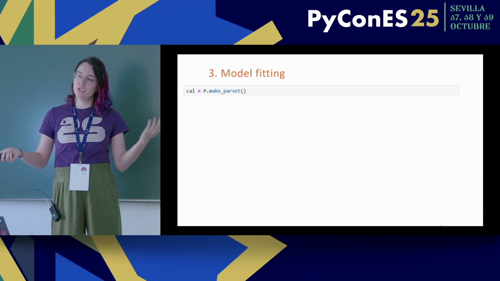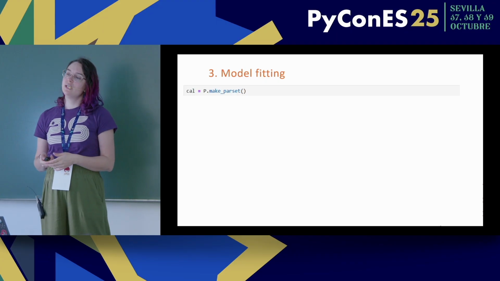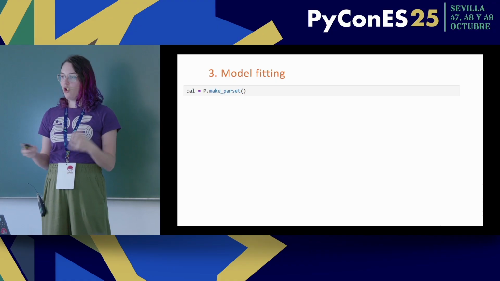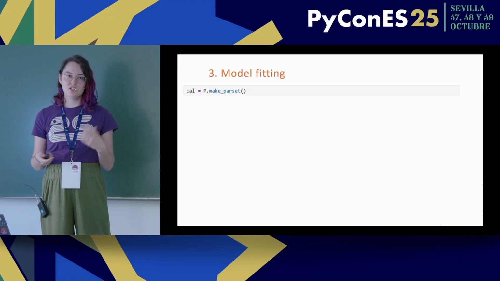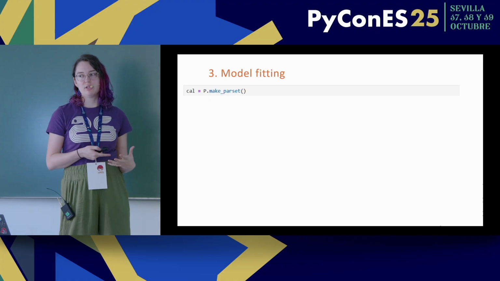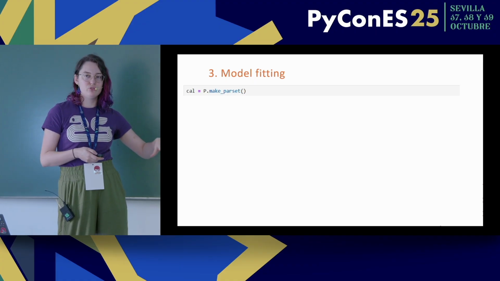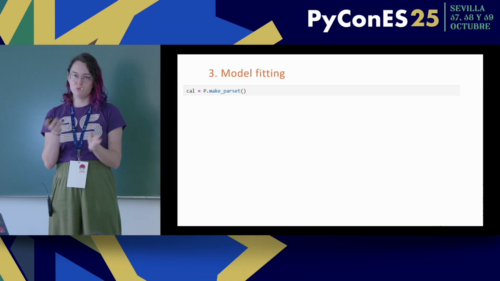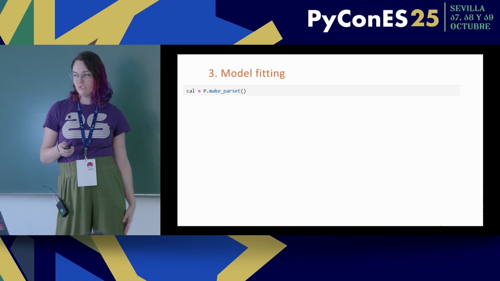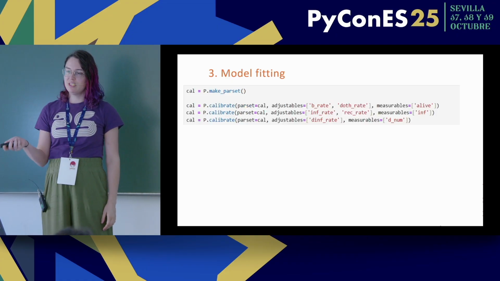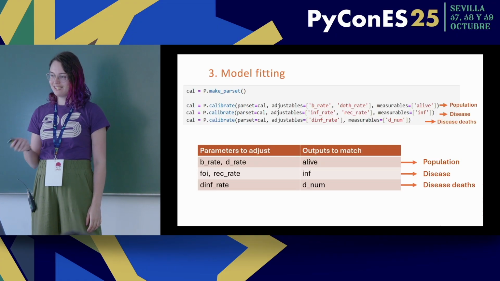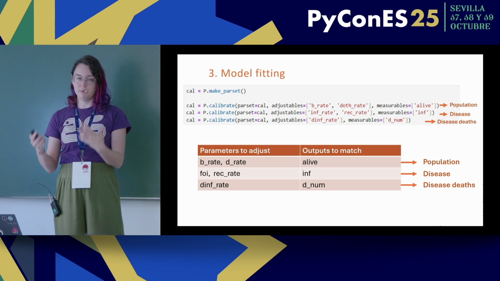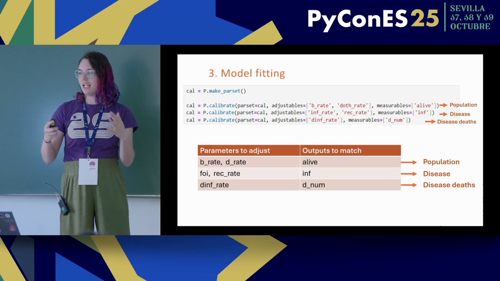Now we can actually go on to the model fitting. So firstly, we're going to make a parse set, which is simply a copy of our parameter set. This is just so that we don't modify the original data. So we still have our original data and our original parameters, but we're going to make a copy that we can edit and change as much as we want, so we don't have to worry about changing what we had originally. And now these 3 lines of code are essentially the exact same as this table, just translated into code, where first we calibrate the population, then the disease parameters, and then the disease deaths.